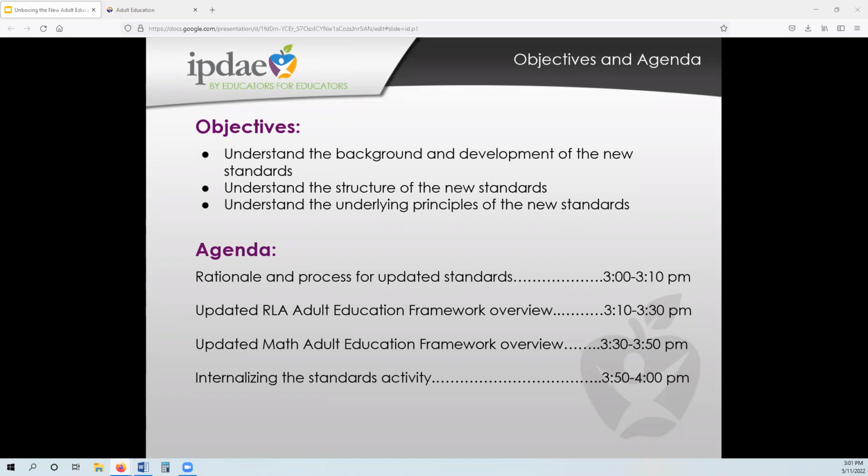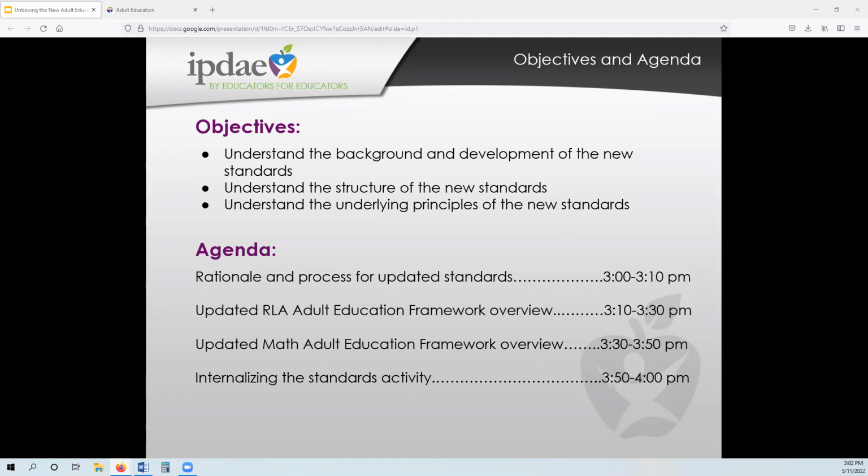And just to tell you a little bit about myself and Shira, I'm a former secondary math teacher. Shira has a deep love of literacy, having spent time in the elementary school classroom teaching literacy. So excited to be here with you today and to be your guide for unboxing the new adult education standards frameworks.